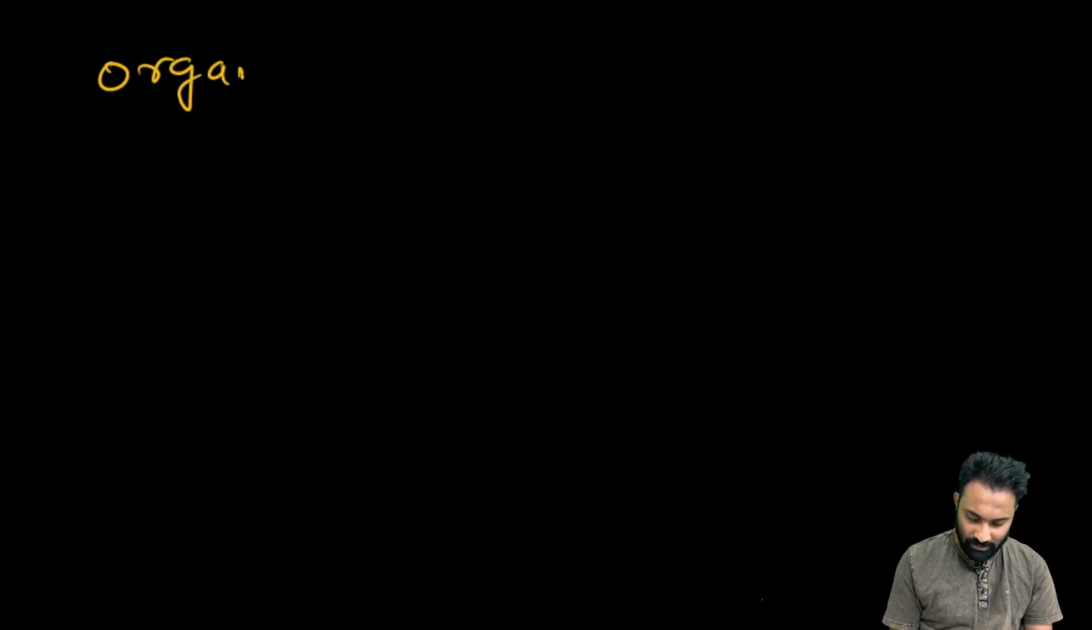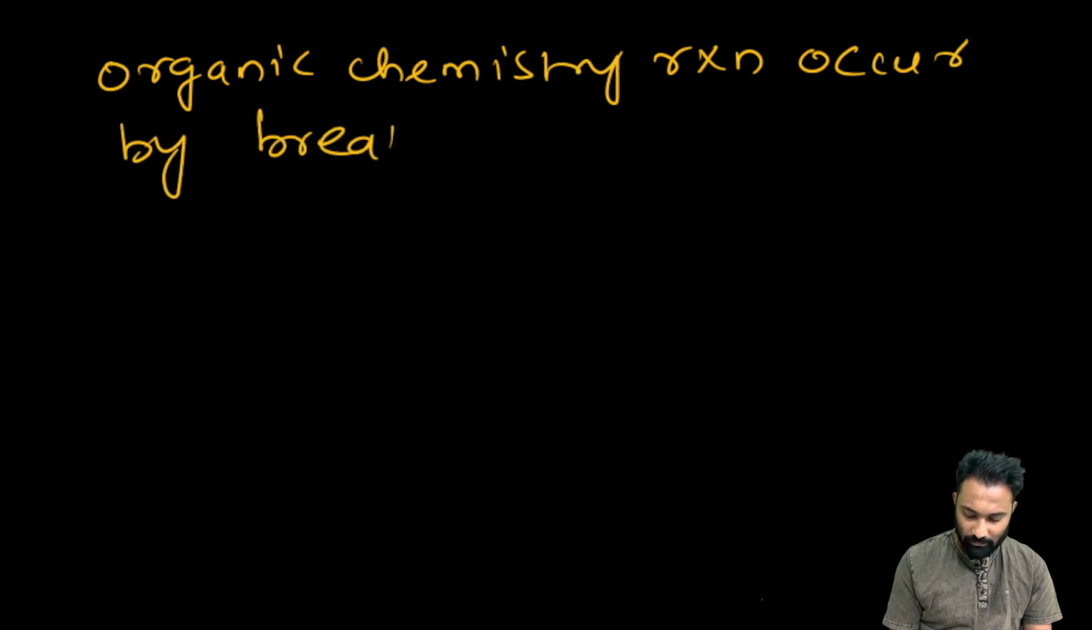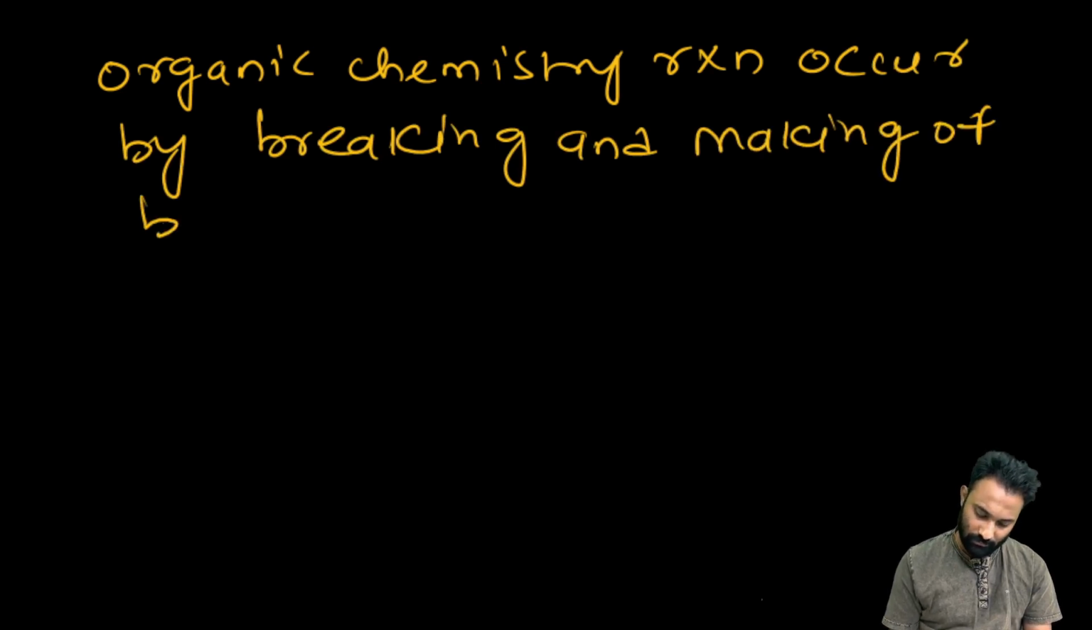Now how will the bonds break? Breaking of the bonds, and what type of intermediates or species will come? Now we are going to see. Clear? Now here in organic chemistry, reactions occur by breaking and making of bonds.